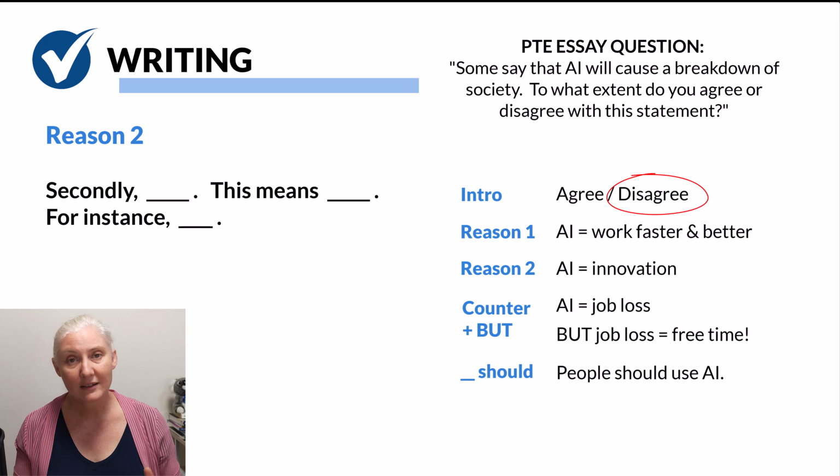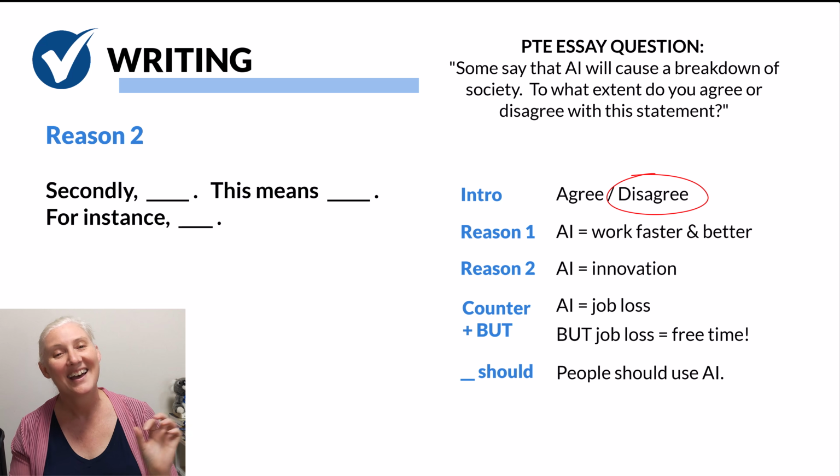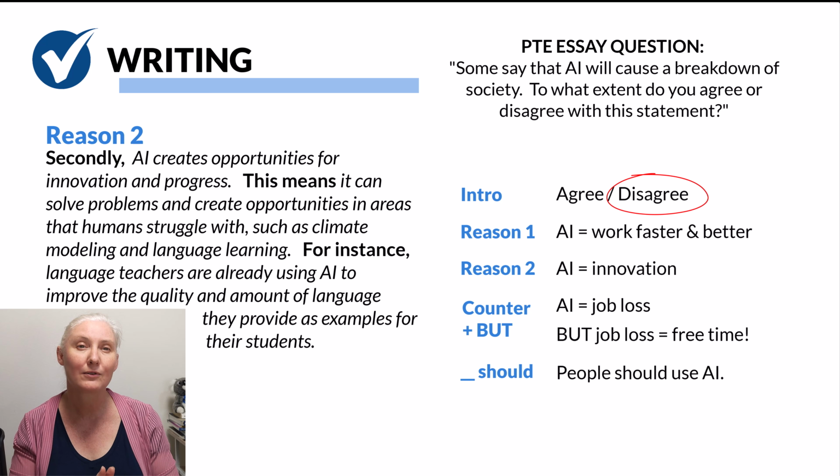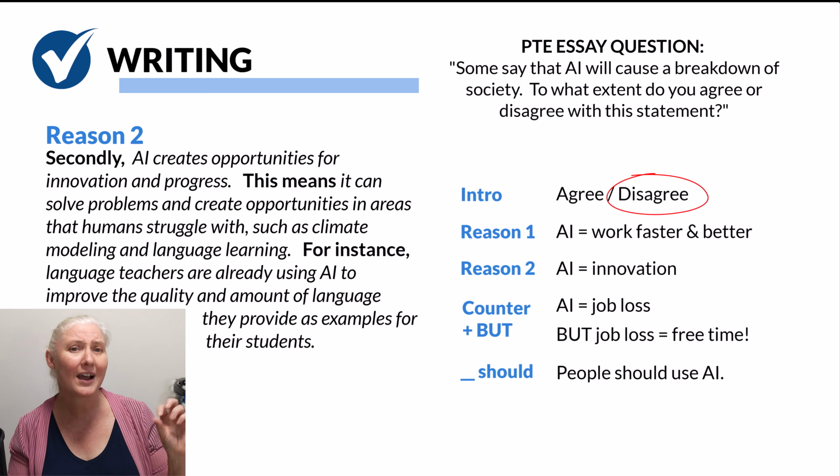And then you use exactly the same pattern for the second body paragraph, but instead of saying firstly, you say secondly, and you sub in your second reason. So secondly, AI creates opportunities for innovation and progress. This means it can solve problems and create opportunities in areas that humans struggle with, such as climate modeling and language learning. Okay, so did you see I used this means here?